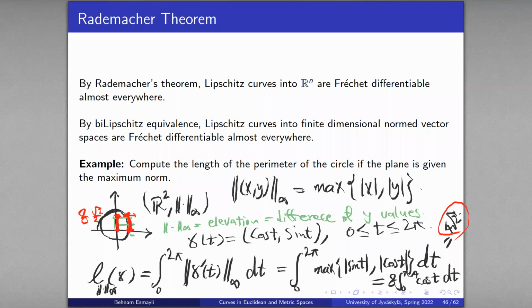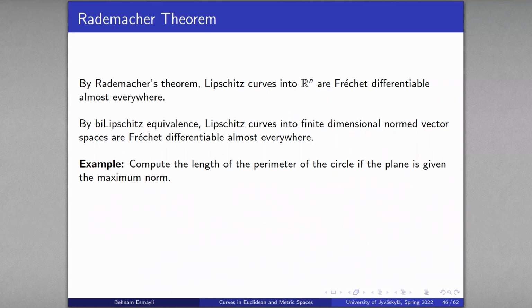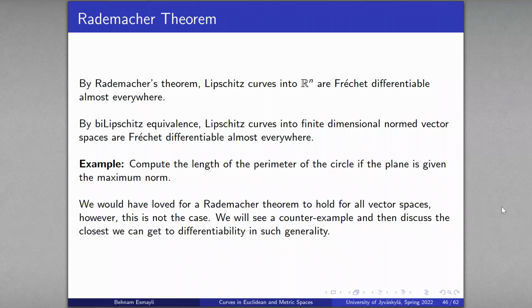So just showing how we can do actual calculations with this theorem, that if you are Fréchet differentiable, your metric speed is just the norm of the Fréchet derivative. And this fact that in finite dimensional normed vector spaces, you treat the curve first as if it is into usual Rn, you find its Fréchet derivative, and then you take the norm in the new norm. Okay, so here the keyword is finite dimensional. The question then is, do we have similar stuff for infinite dimensions? And unfortunately, the answer is no.